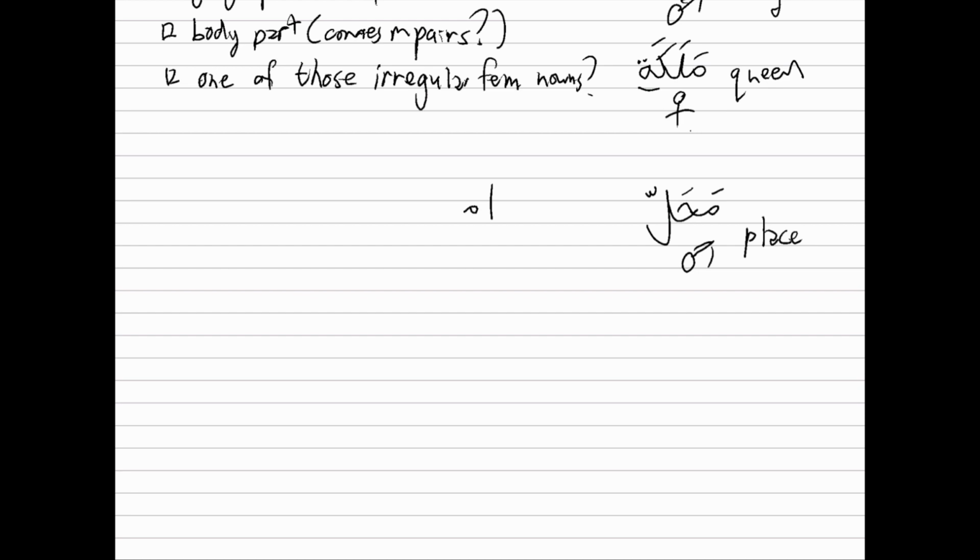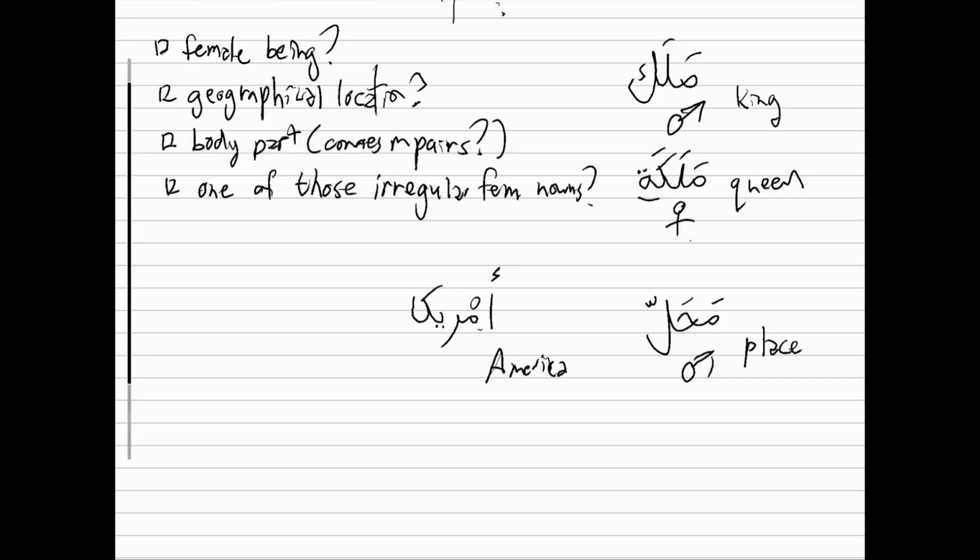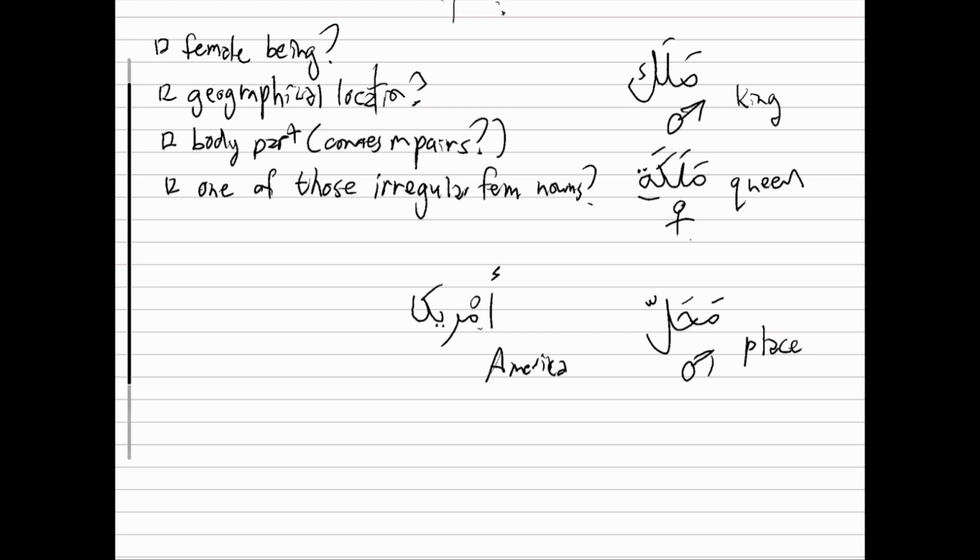Amrika. I believe I did give you vowel markings for this one, but I'm just going to write it right here, with the long vowels. I'm not really going to take the time to mark it. So Amrika is America. Let's take a look at these conditions. If you notice, this fits one category.